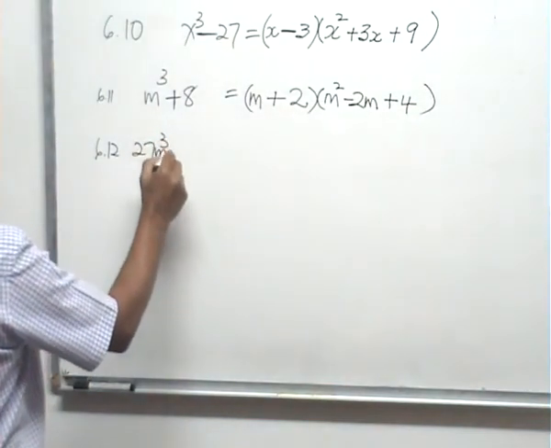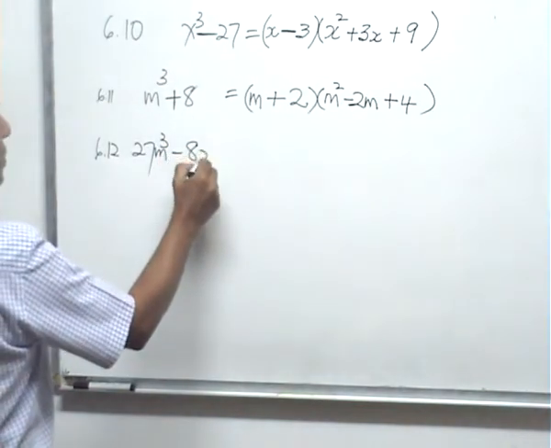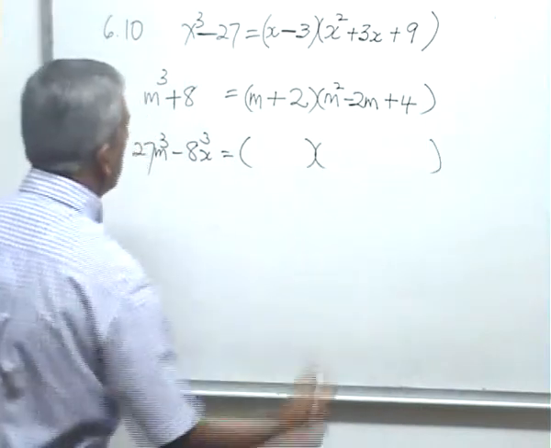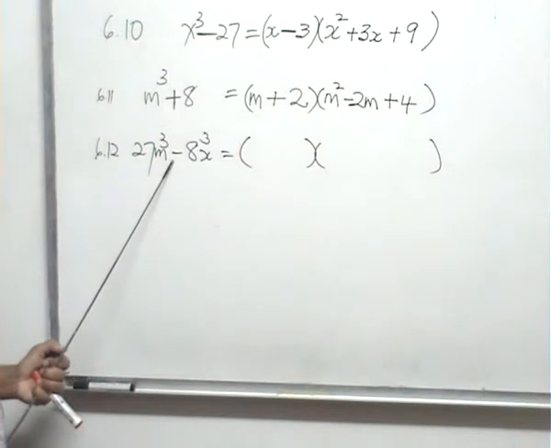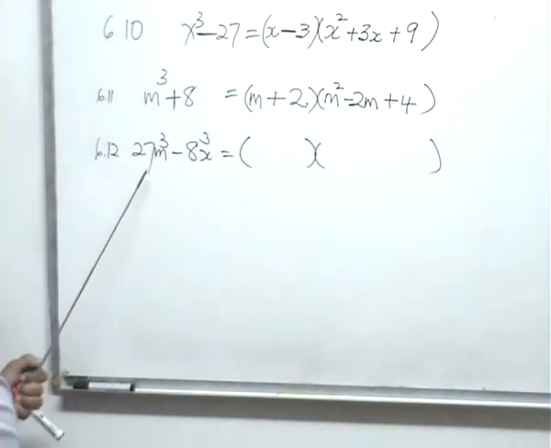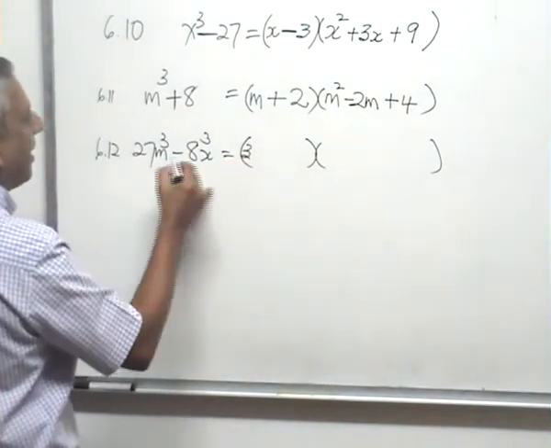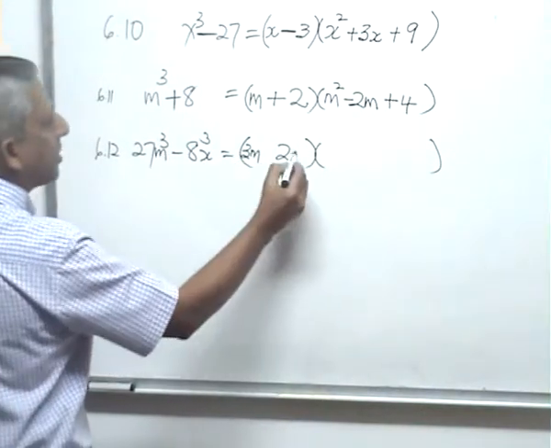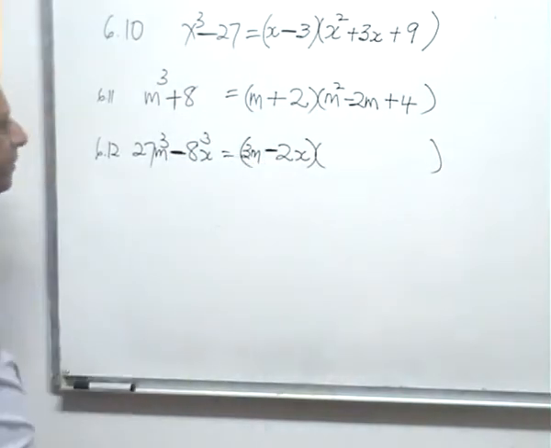27m cubed minus 8x cubed. Well, that's a perfect cube, and there's a minus sign. Therefore, it's a difference of two cubes. Cube root of 27, 3. Cube root of m cubed, m. Cube root of 8, 2. Cube root of x cubed, x. Because this is minus, that will be minus.